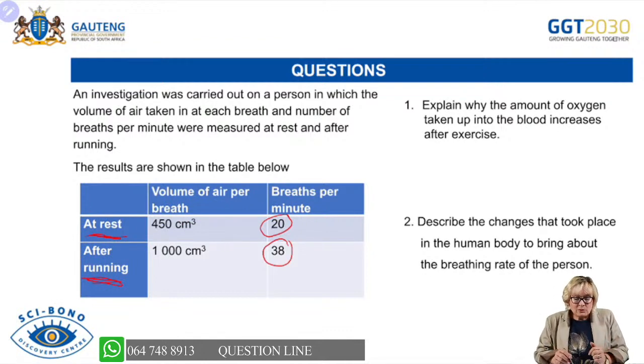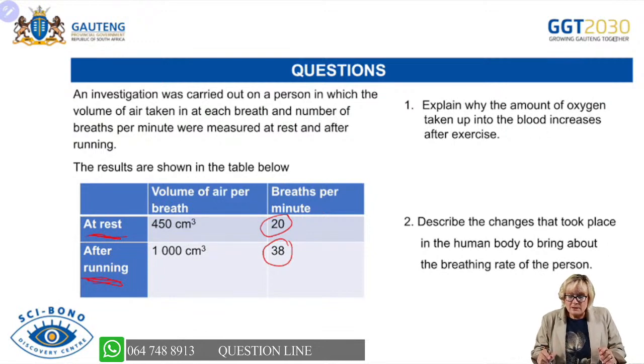And then the volume of air per breath, when the person was sitting, it was 450 cubic centimeters. But after running, this person is inhaling a lot of air at once, now 1,000 cubic centimeters. Now let's look at the questions.